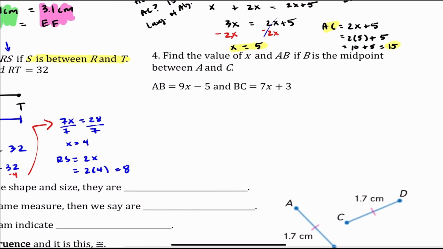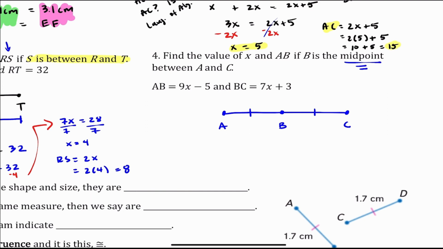Number 4, find the value of x in AB if B is the midpoint, keyword, midpoint between A and C. All right, so here's A, here's C. B is the middle point. It's going to split this whole segment into 2 congruent halves. So draw a tick mark here and a tick mark there to indicate congruency.